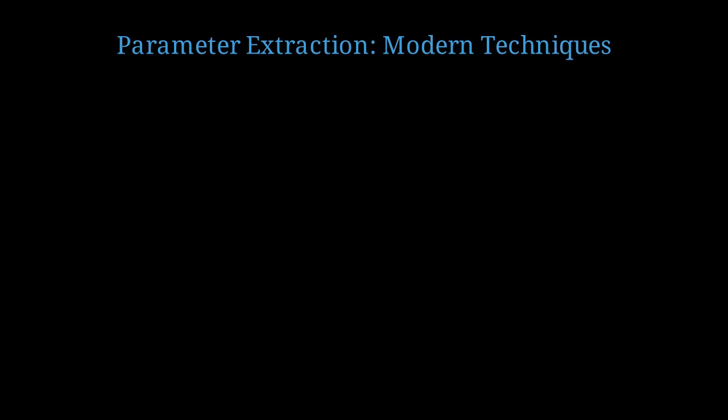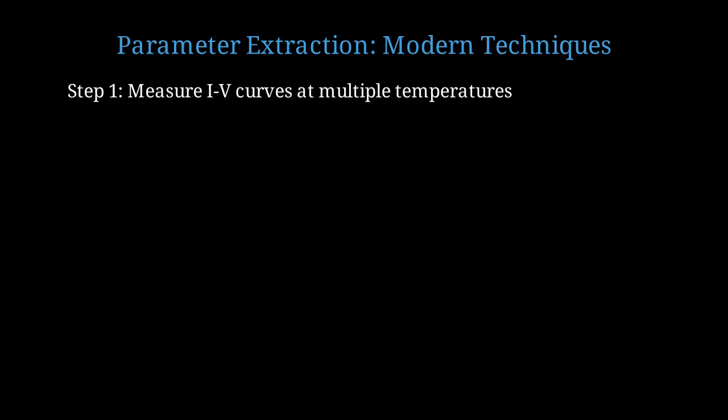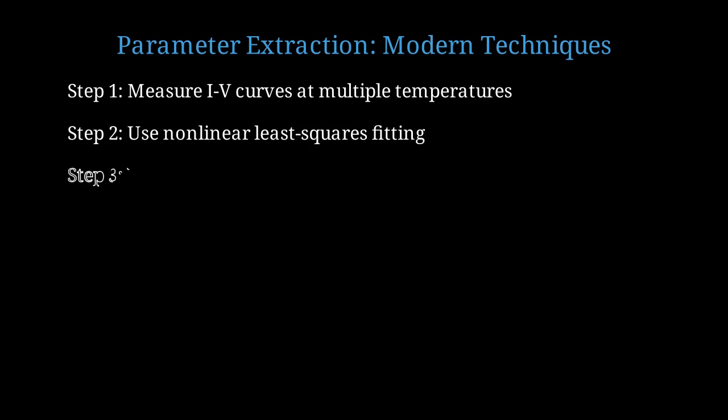Today, engineers use sophisticated parameter extraction techniques to fit transistor models to measured data. First, measure current voltage curves at multiple temperatures. This helps separate temperature-dependent and temperature-independent parameters. Second, use nonlinear least squares fitting algorithms to minimize the error between the model and measurements across all operating points. Third, validate the extracted parameters by building test circuits and comparing measured performance with simulations using your model.